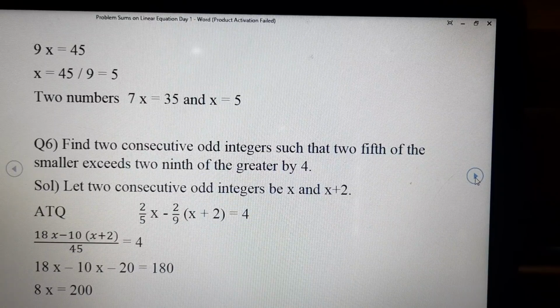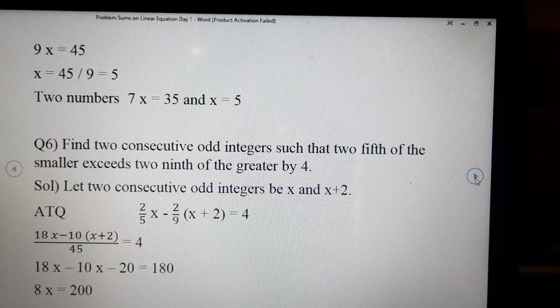Why? Reason. See, if I am saying two consecutive odd integers, so first odd integer I am taking as x. According to me, x is the first odd integer. So if x is odd, then x plus 2 will also be odd. Are you getting it? You can take one example.